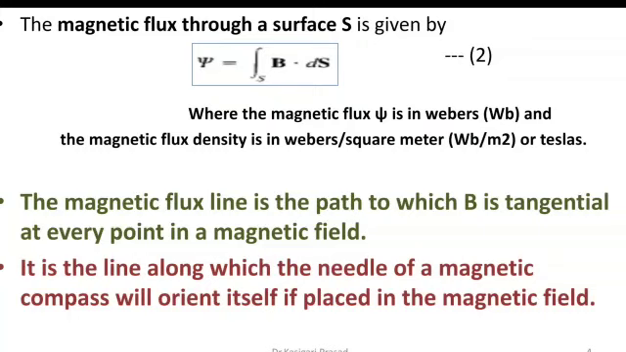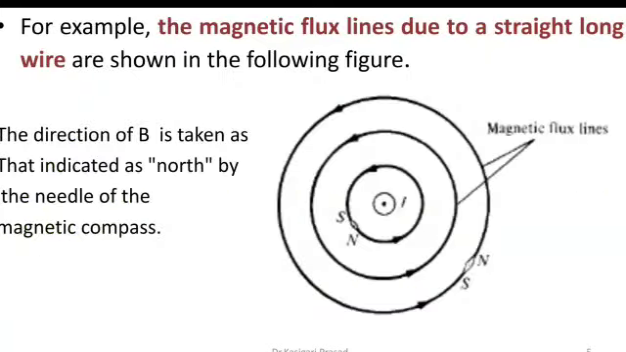Now the magnetic flux line is the path to which B is tangential at every point in a magnetic field. It is the line along which the needle of a magnetic compass will orient itself if placed in the magnetic field. So we have defined and discussed what magnetic flux density is up to now.